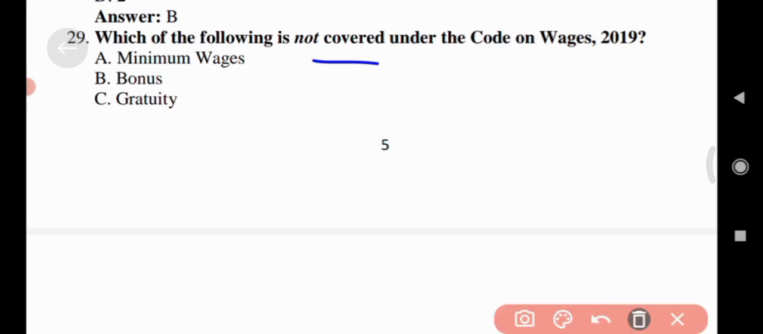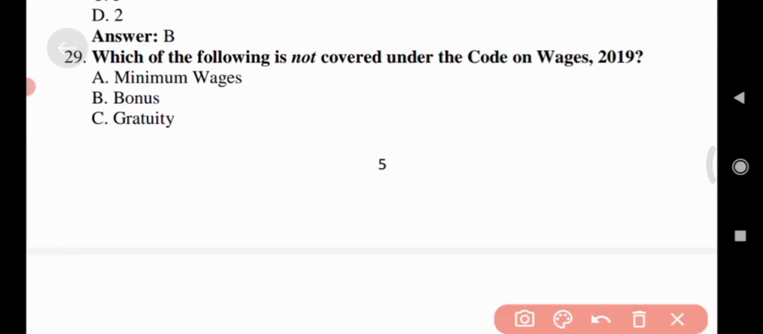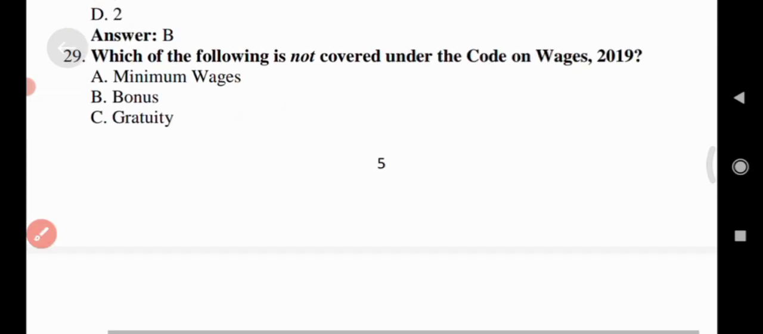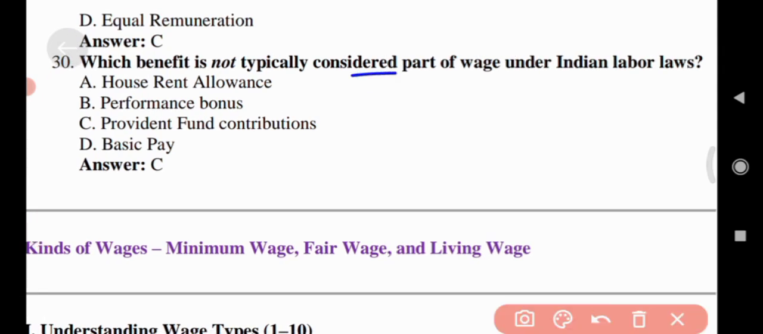Which of the following is not covered under the Code on Wages 2019? Option C, gratuity. Which benefit is not typically considered part of wage under Indian labor laws? Option C, Provident Fund contributions.